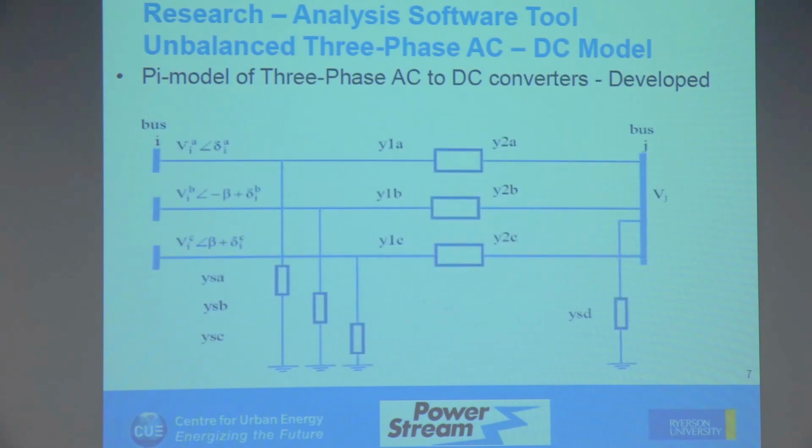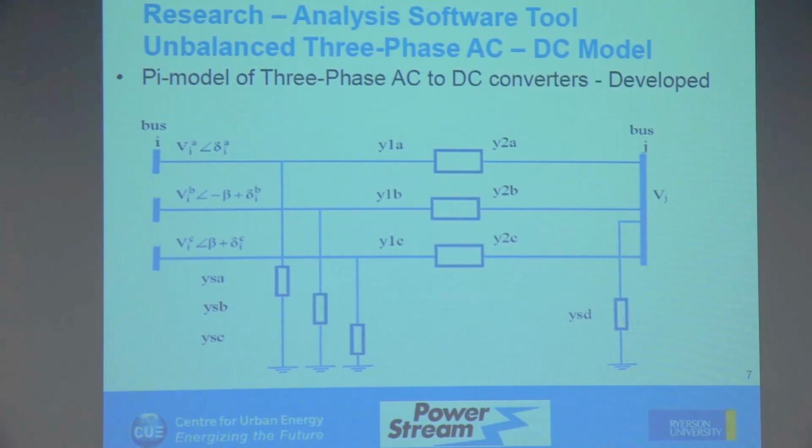Then what we wanted to do was to create a pi model. This is the pi model that we propose, which will be able to model that power converter, and we can take this pi model and include it into the Y bus. Now the catch here is that there are two types of converters, and don't test me on power electronics. That's not something I profess to know very well.